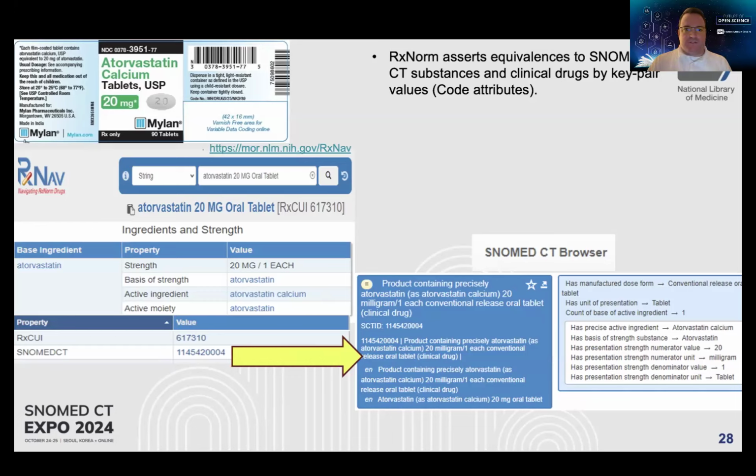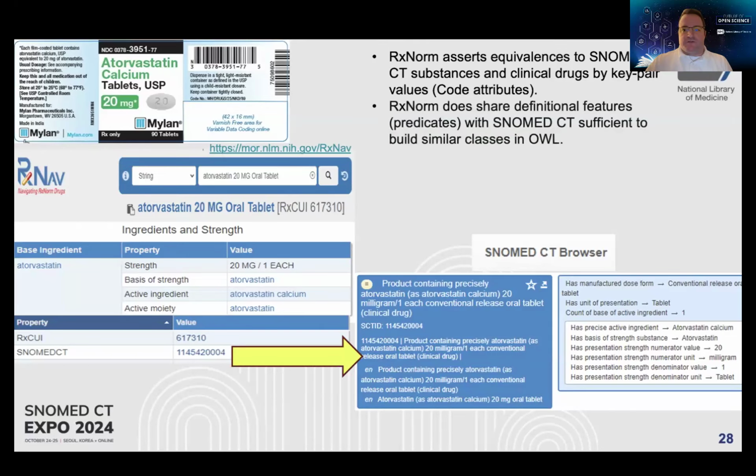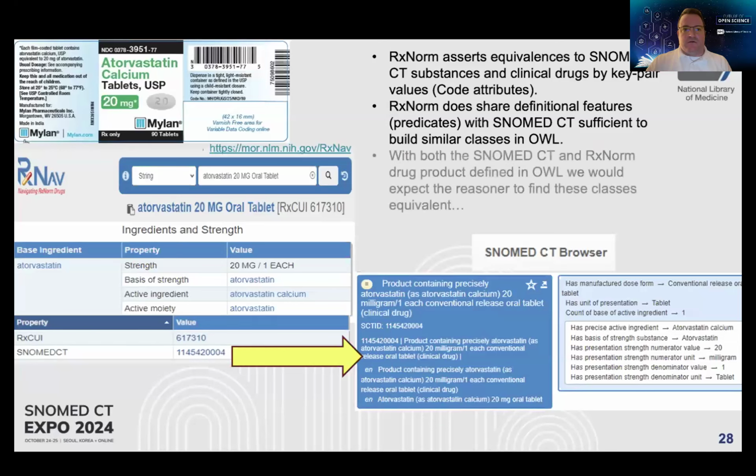But of course, two browsers aren't great at proving interoperability. They also don't tell you where issues might exist with the mapping. RxNorm shares definitional features with SNOMED CT sufficient to build similar classes in OWL. So with both the SNOMED CT and RxNorm drug product defined in OWL, we would expect a reasoner to find these classes equivalent.